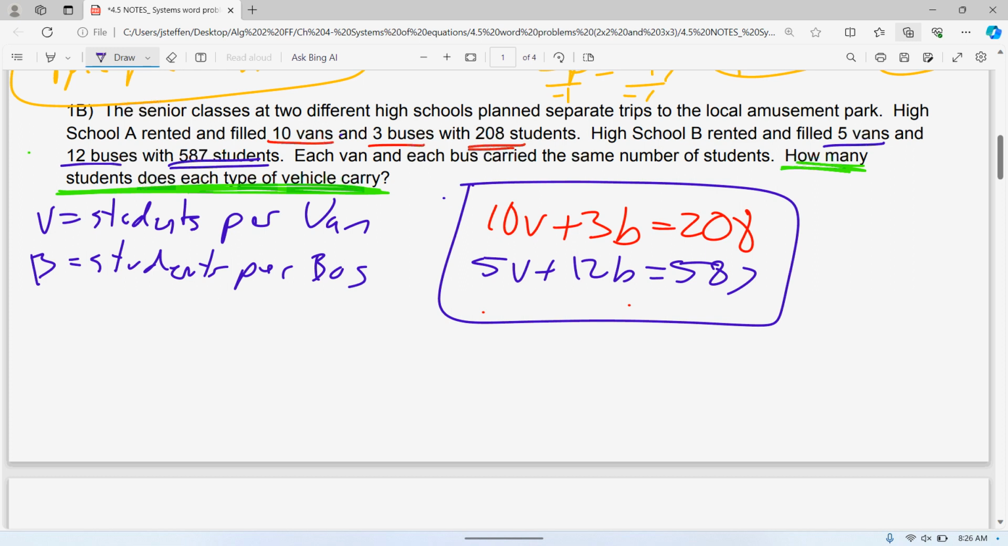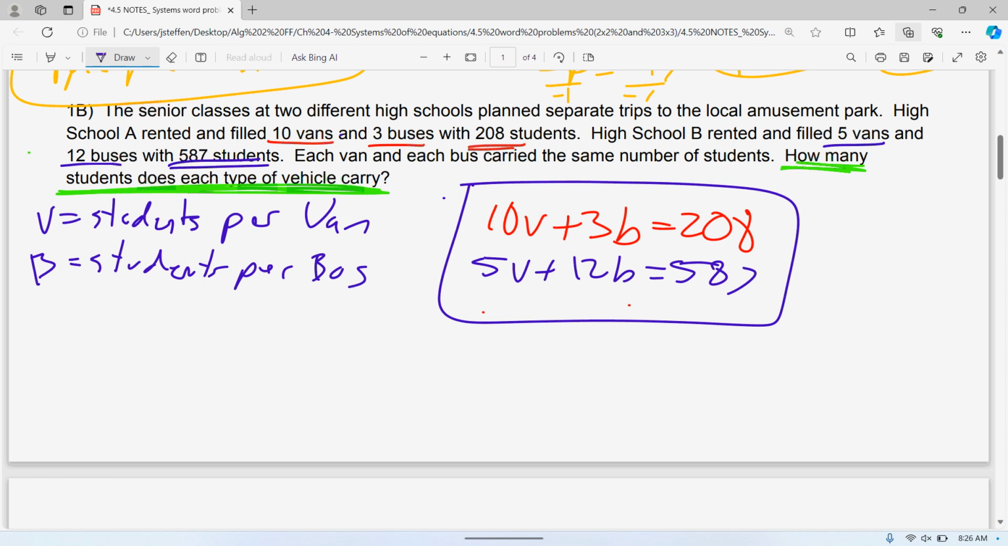Make sure you're looking at what they're asking. How many students does each type of vehicle carry? That's why I said V is the number of students per van, B is the number per bus. If you were trying a short description, you would just answer that question. How many do each type carry? Vans carry this many students, buses carry this many. That's all you'd have to do. It doesn't have to be anything crazy.